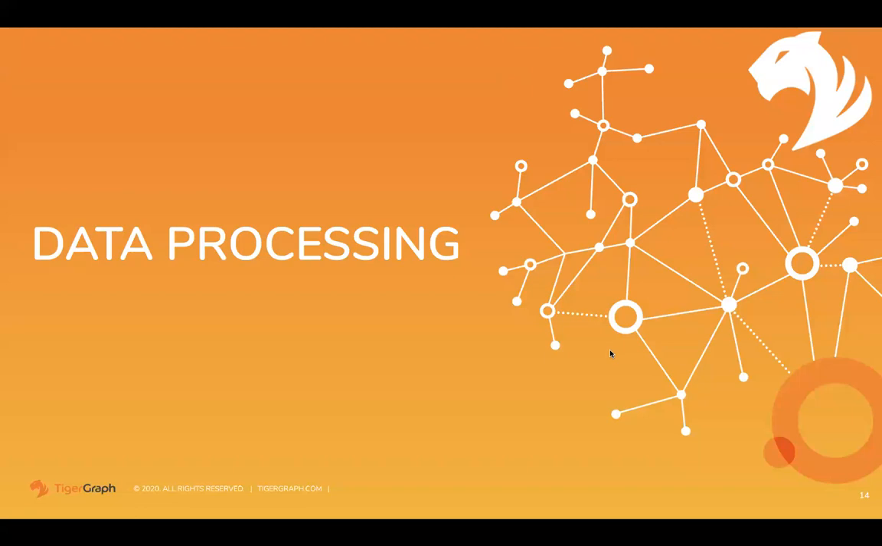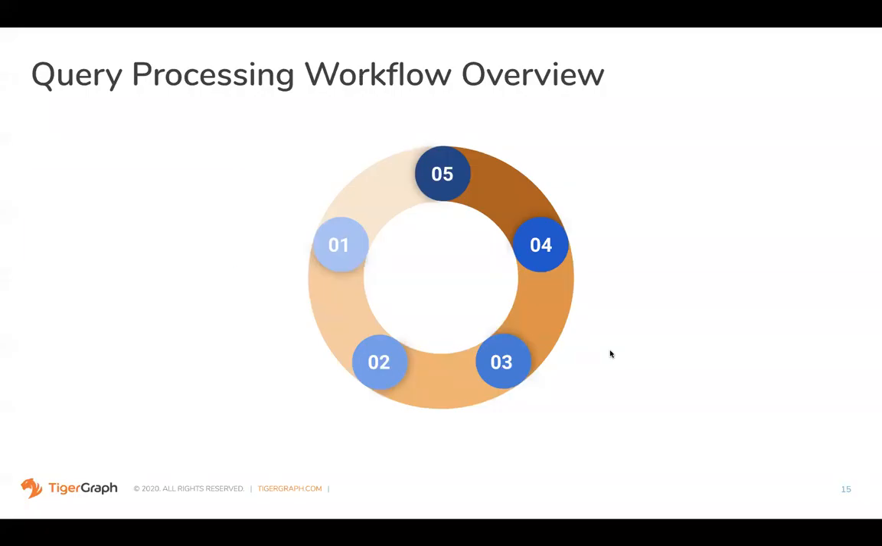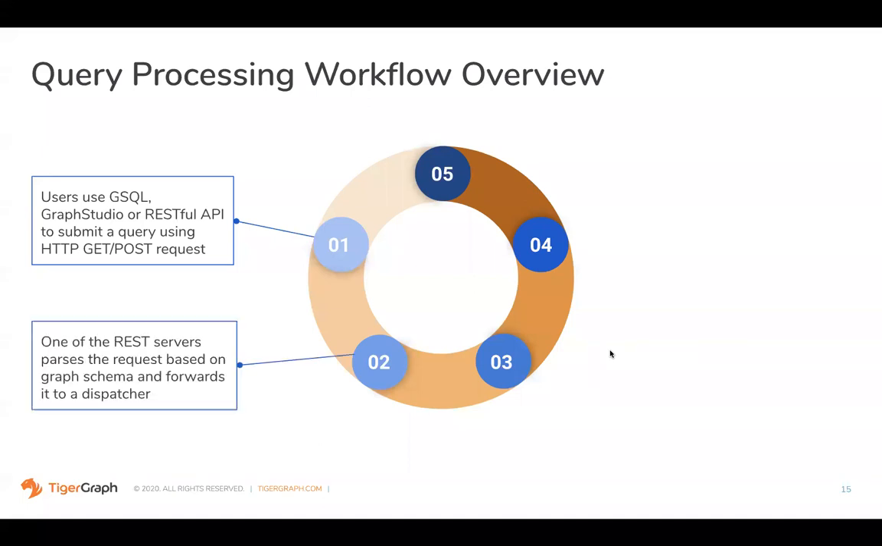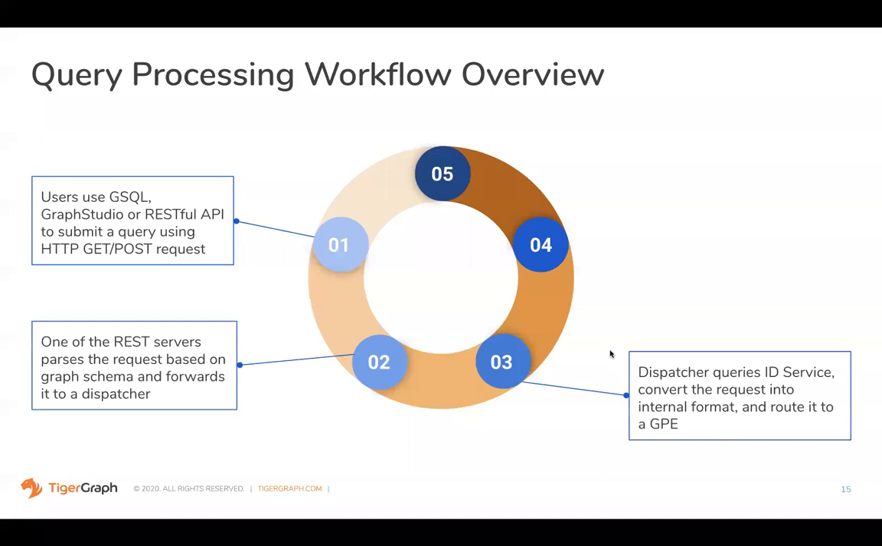Now moving on to the query processing, which is a little bit more complicated because as we support multiple workloads, there are different ways to handle query processing. I'll go over a few details in this section. So first, let's go over what the workflow looks like for query processing. The user runs a GSQL or GraphStudio query or makes RESTful API calls to submit using HTTP requests. Once the user submits, the REST server parses the request based on the graph schema and forwards it to the dispatcher. And the dispatcher will query the ID service to convert the request from the external to the internal format, and also assign a particular GPE as the master for that query.